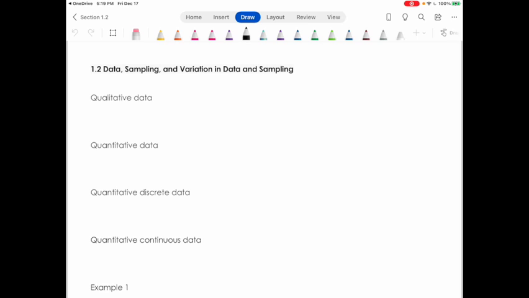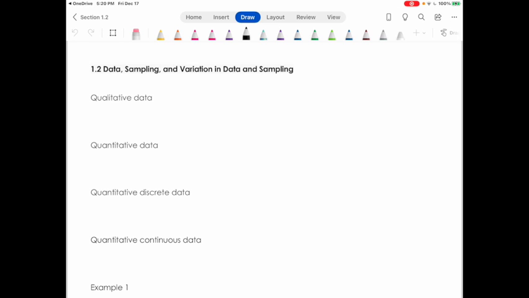So in this lesson, we are going to cover content from section 1.2, and that's going to cover three major topics. We're going to talk about categorizing data. We're going to talk about what sampling is and different methods for that. And then we're also going to talk about variation in data and sampling.